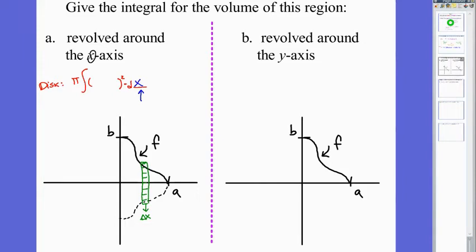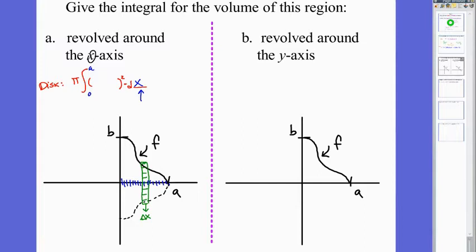The chain reaction is that your limits of integration will be on the x-axis. Look on the x-axis at what I'm doing. All these cuts are going to be from left to right. So that means your limits of integration are going to be from 0 to a, whatever a happens to be. It'll be a number when we actually do problems.